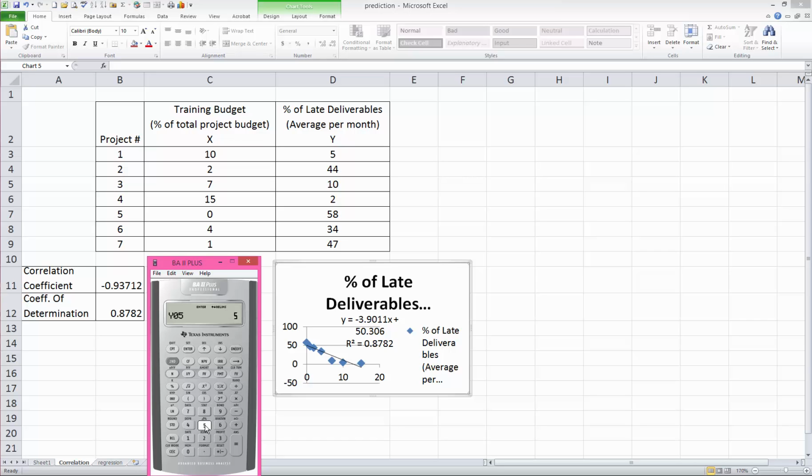and then 58, and 4, and 34, and finally 1, and 47.